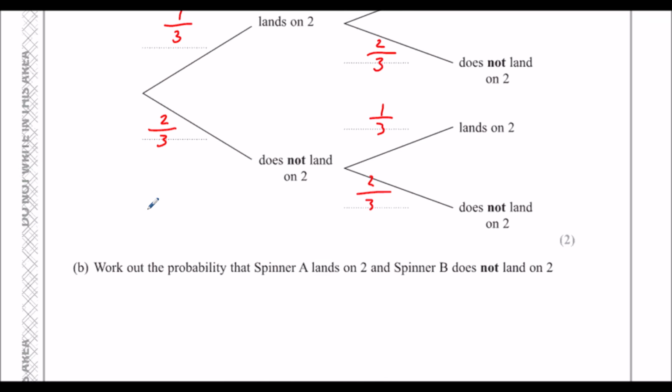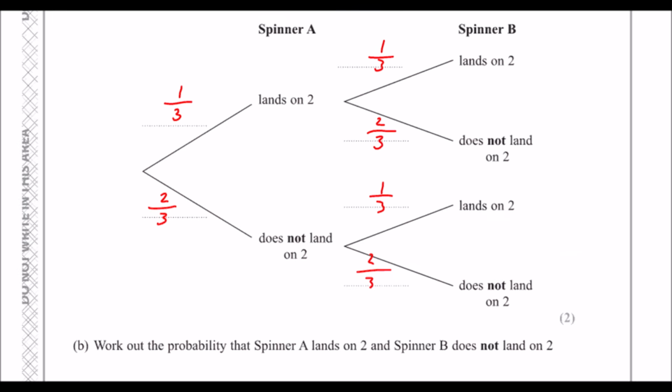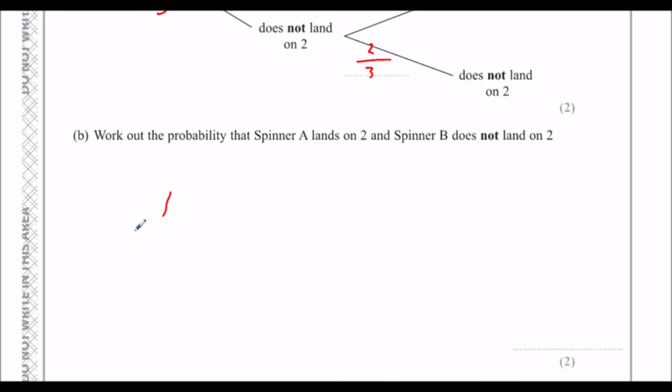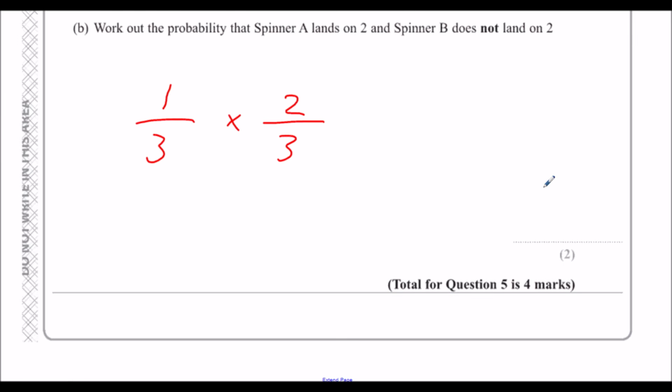Work out the probability that spinner A lands on 2 and spinner B does not land on 2. So spinner A lands on 2, spinner B does not land on 2. So when we go across the branches, we multiply. So it's 1/3 times 2/3. So times the top, 1 times 2 is 2, times the bottom, 3 3s are 9.